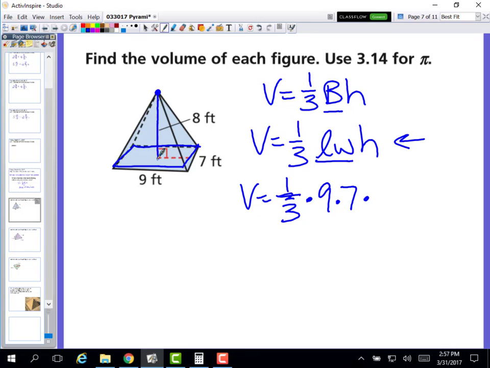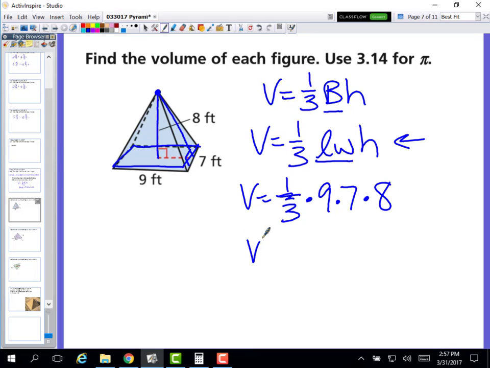Now we need to understand that idea because they may give you distances like this, which are also a height, but it's not the height that we need in order to find volume. This is a height called a slant height that we would need for surface area. So we have to be able to tell the difference. So the height I need is the vertical one that goes straight from the center of the base. So we have an 8.